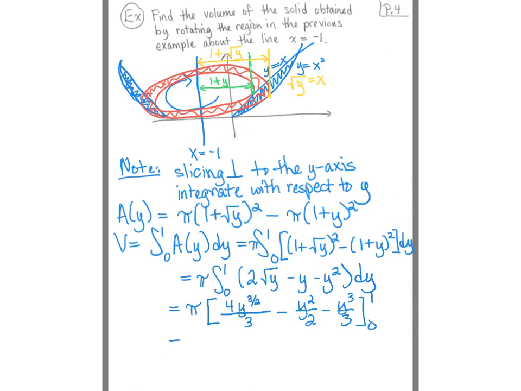All we have to do is plug in 1 to see what we get. This is pi times 4/3 minus 1/2 minus 1/3. Simplify, you get pi/2. That's the volume of the solid obtained by taking the region bounded by y equals x and y equals x squared and rotating that around the line x equals -1.